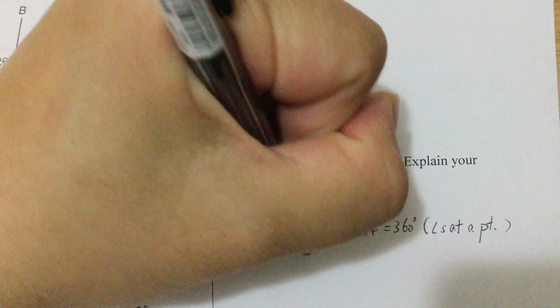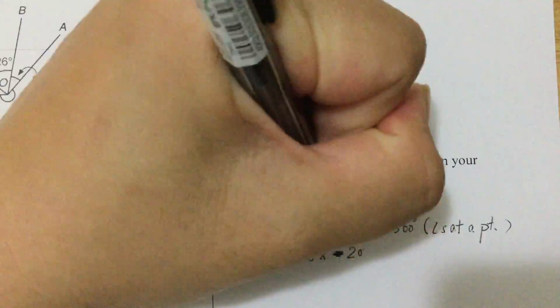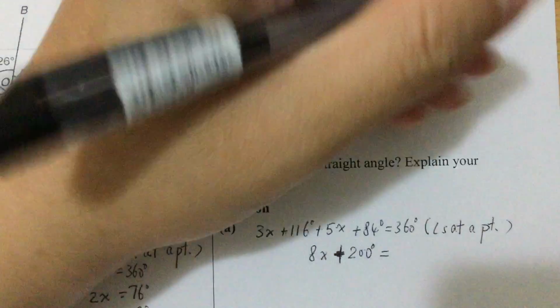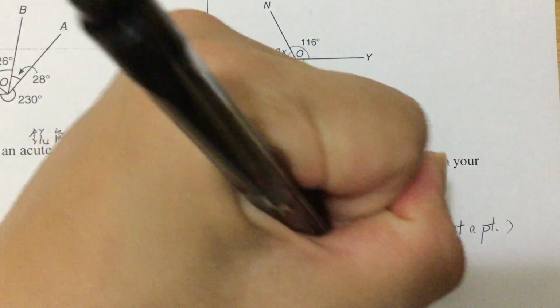Then we have 8x plus 200 degrees equals 360 degrees. So you have 8x equals 160 degrees. So you know that x is 20 degrees.